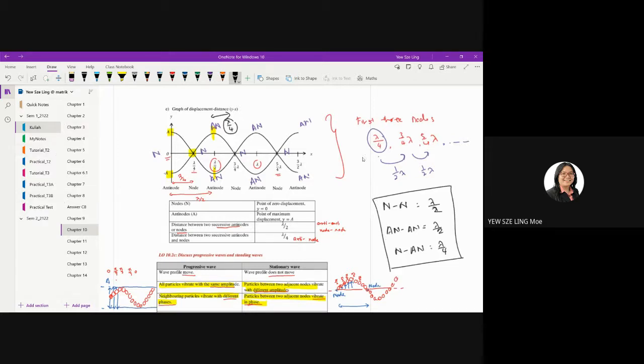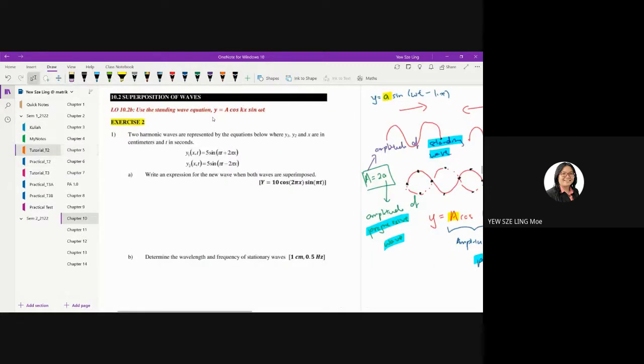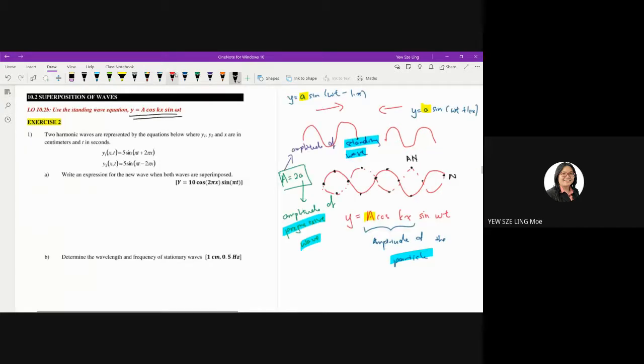All right. So basically, we are done with the summaries for 10.2. We are going to look at the formation of standing waves, how to use the standing wave equation, which is y equals A cos kx sine omega t. Where does it come from? It comes from two progressive waves. By combining y equals A sine omega t minus kx and y equals A sine omega t plus kx, we obtain this equation, y equals A cos kx sine omega t. So you need to know the general equation and what information you can get from the equation. So now let's look at question 1.